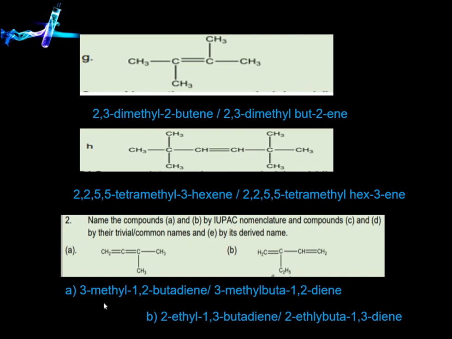The next 2 parts we have to name them according to their trivial or common names. But there is something wrong with these structures. As you can see, trivial names are those names which are not utilized now. They were used before IUPAC. In this compound, there is something wrong with the numbering that they have shown. So, no trivial name can be given to this compound. That's why I'm skipping this.